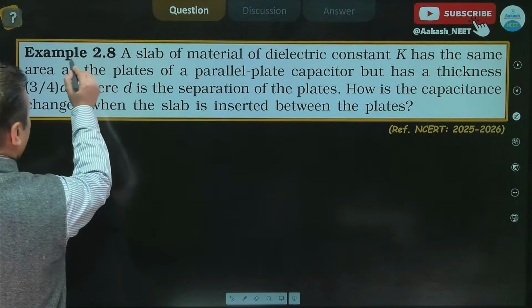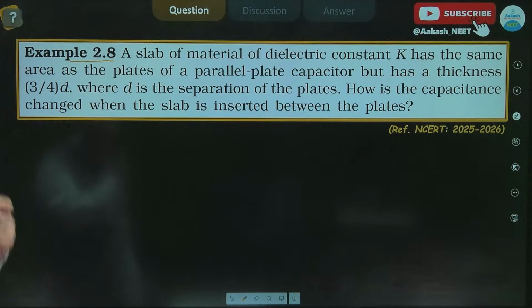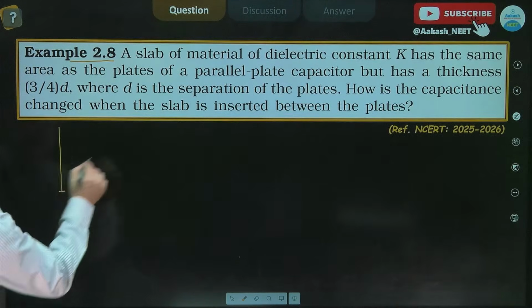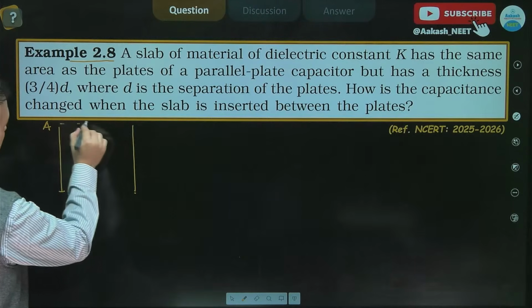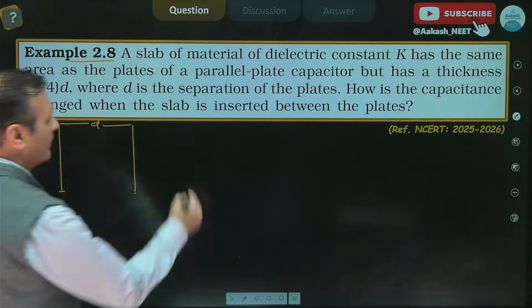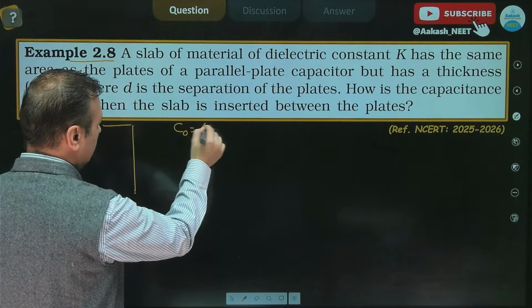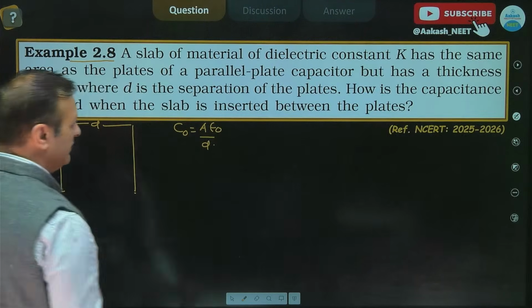Now we have an example from the capacitor part. A slab of material of dielectric constant K has the same area as the plates of a parallel plate capacitor, but has a thickness 3 by 4 D, where D is the separation of the plates. How is the capacitance changed when the slab is inserted between the plates? Fine. So we have plates of area A and the separation is D. Original capacitance is A epsilon naught by D.